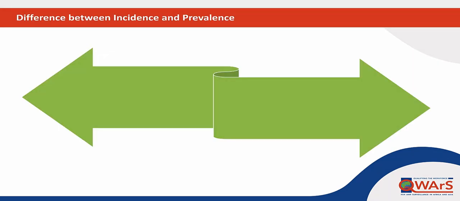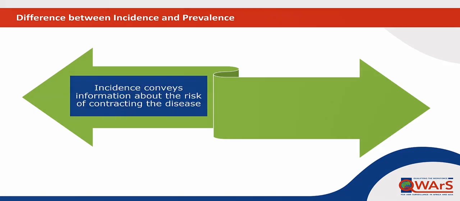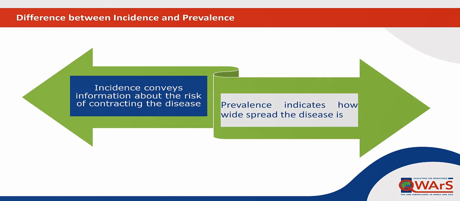It is important to know the difference between incidence and prevalence. Incidence is the rate of occurrence of new cases during a given period, day, month, year, decade, in a specified population, gender, age group, community, country, etc. Prevalence is the proportion of cases, new and old, in the population at a given time.